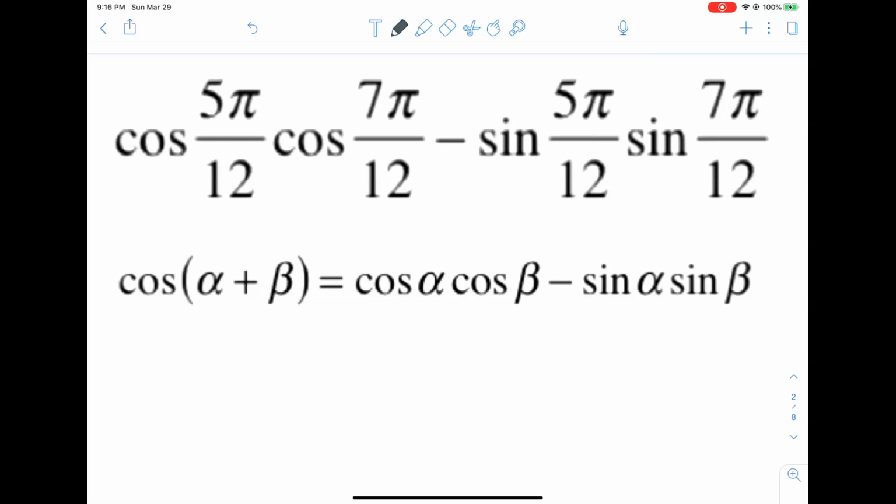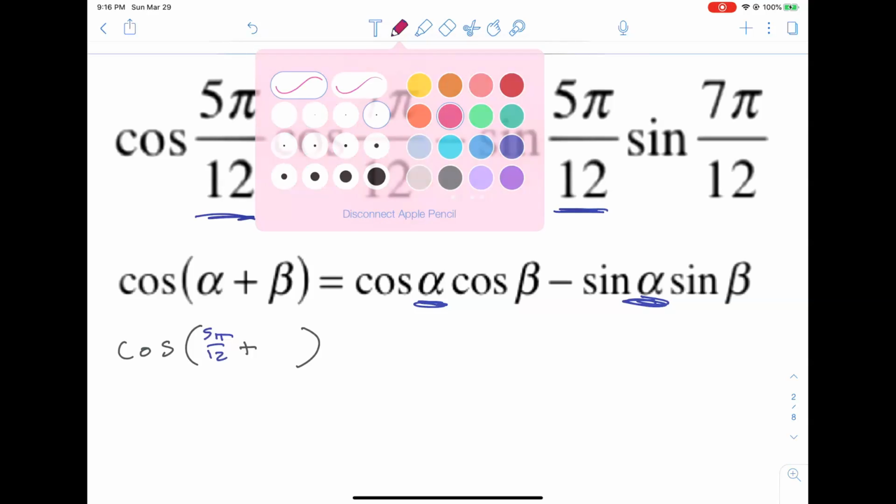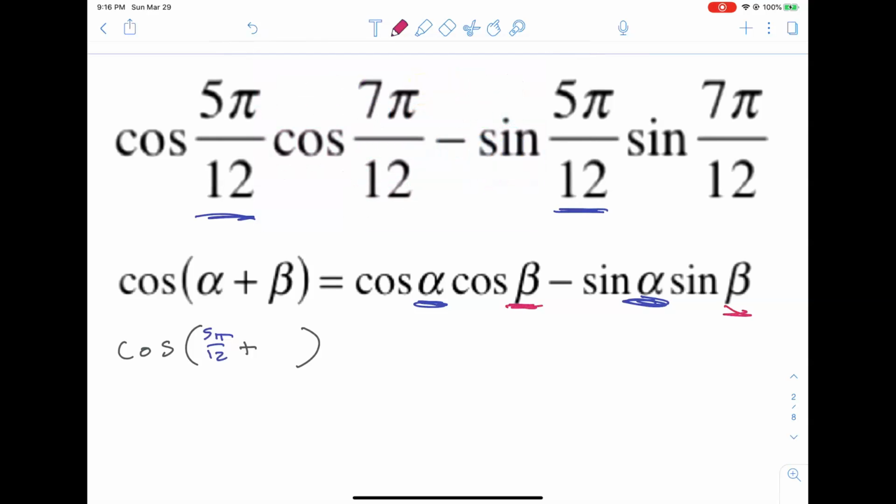Okay, and just like the first problem here, we're going to figure out what alpha and beta are. Now, what's in the alpha spot? These alpha spots are right here and right here. That's 5 pi over 12 that's in that spot. Okay, what's in the beta spot? 7 pi over 12.